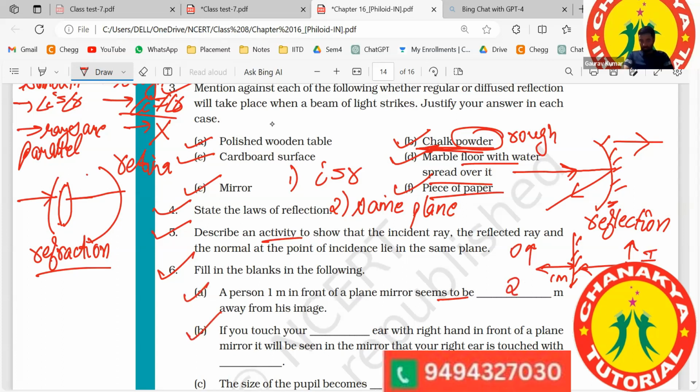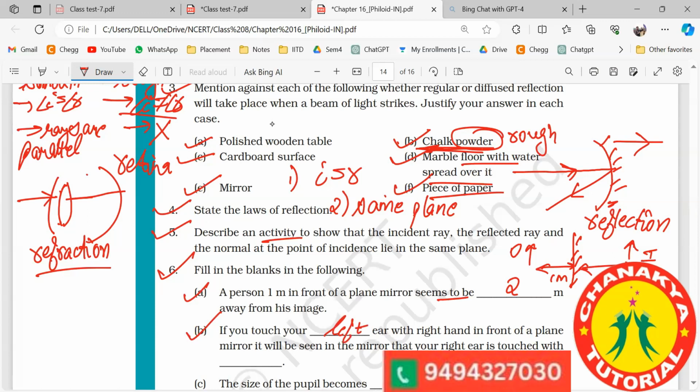If you touch your dash here, with left, right hand. So okay, he asked this in the test. Left hand. Left and left. Asked in the very test, good.